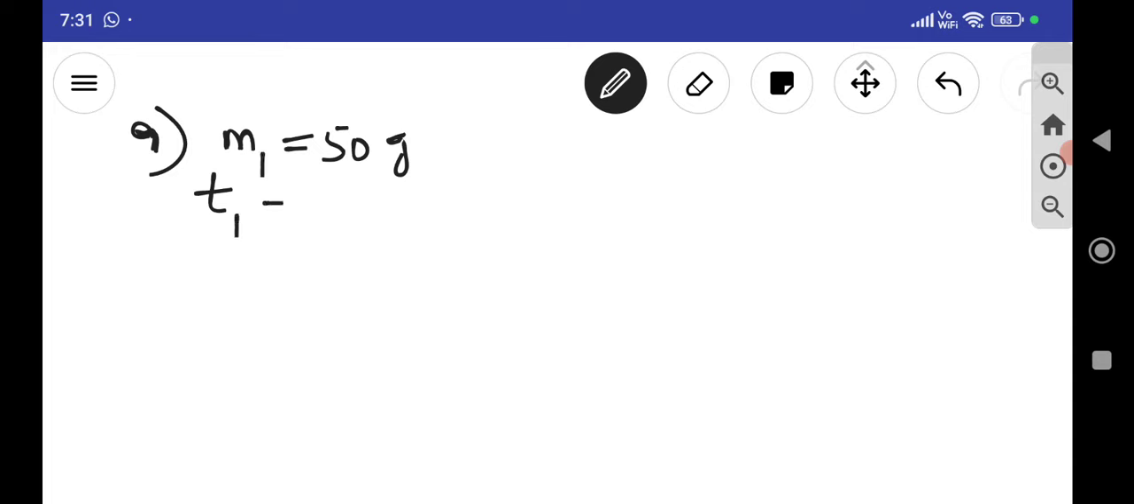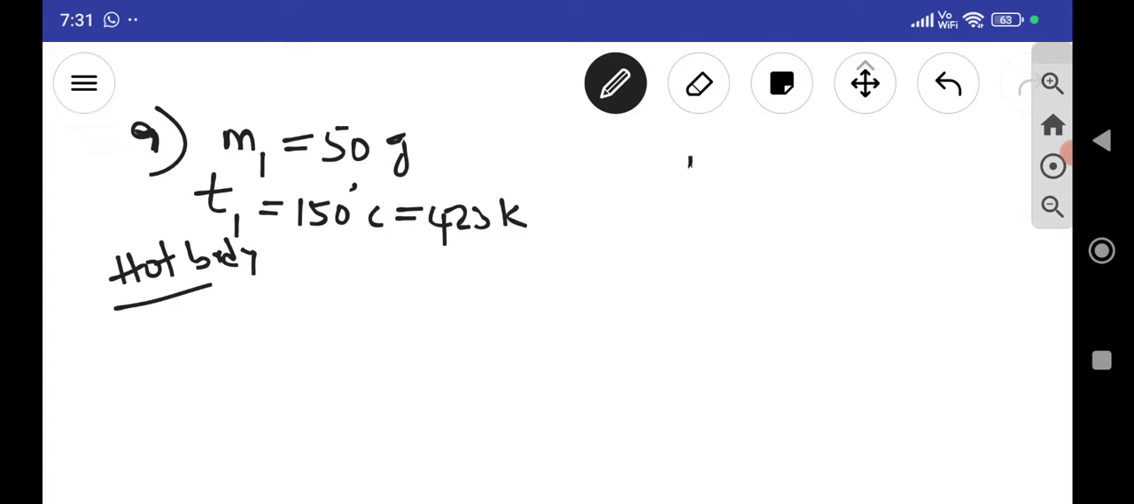Now let's take question number 9. So what is given we will write. On one side, mass 50 grams, so you can take it as M1. T1 is 150 degrees Celsius. Converting into Kelvin, it will become 423 Kelvin. So this is your hot body.